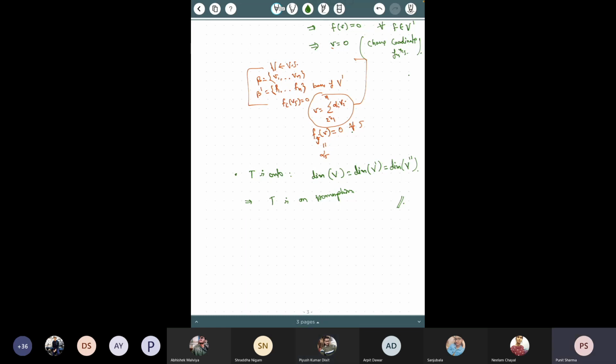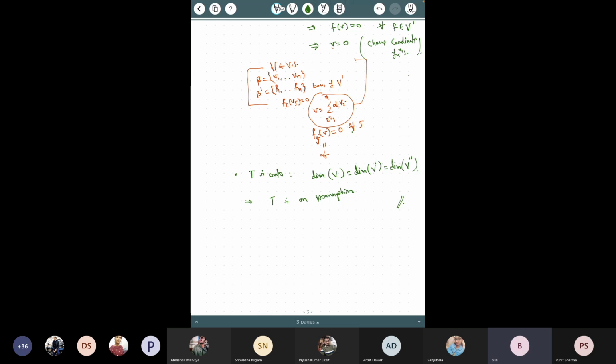So onto, you know that there are many ways. If you remember the proof of proving that if you have a linear function from V to W, where V and W have the same dimension, right? If they have the same dimension, then it's enough to show that one-one is equivalent to onto.